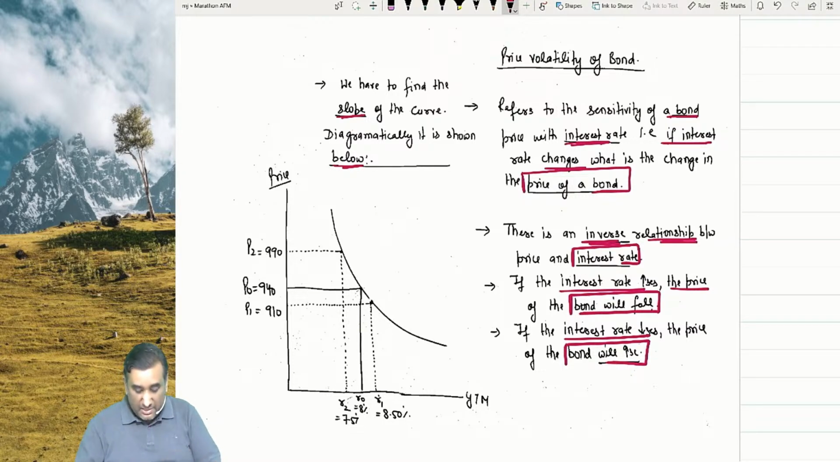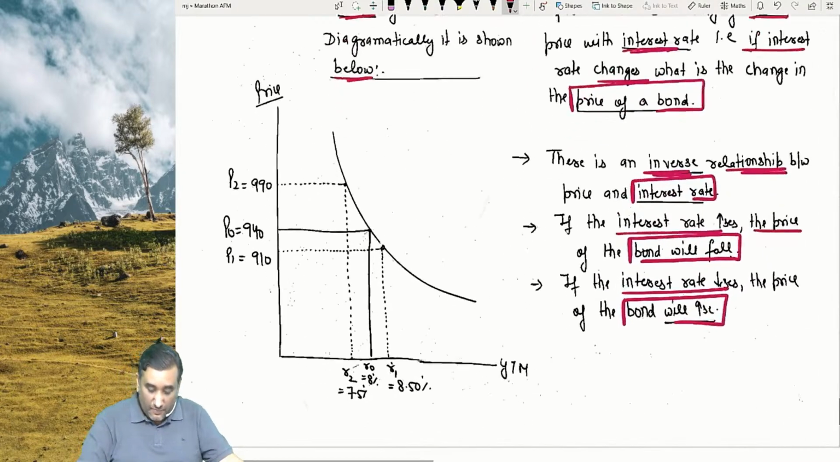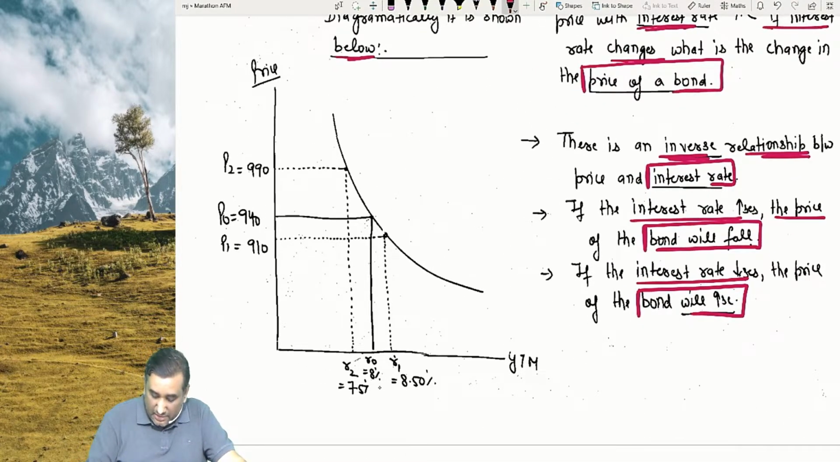Now the problem is, if you look at this data, I've just taken a rough number, and I'll discuss only one method, which comes very commonly in the exam. The rest of the methods I'll not discuss so that you will not get confused. If the rate is R, let's suppose the price is 940. If it's 8.5, the rate increases and the price falls down. If it decreases, the price increases.